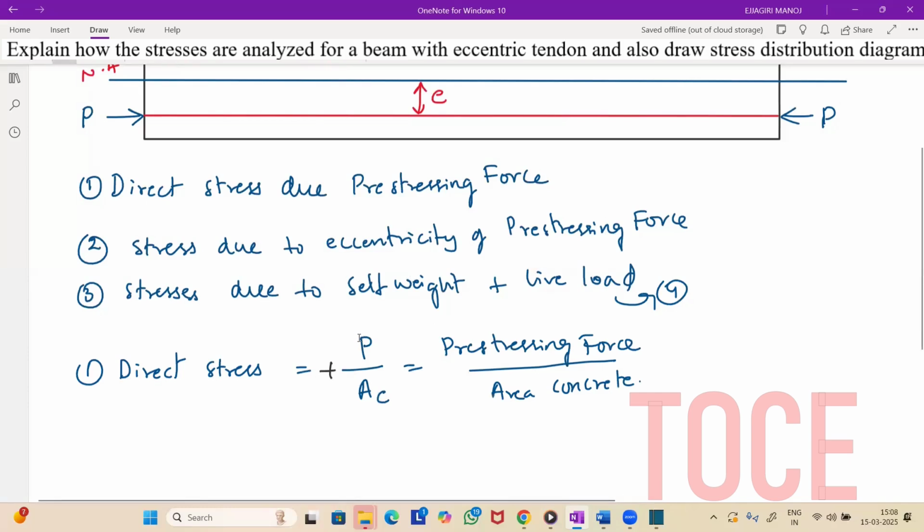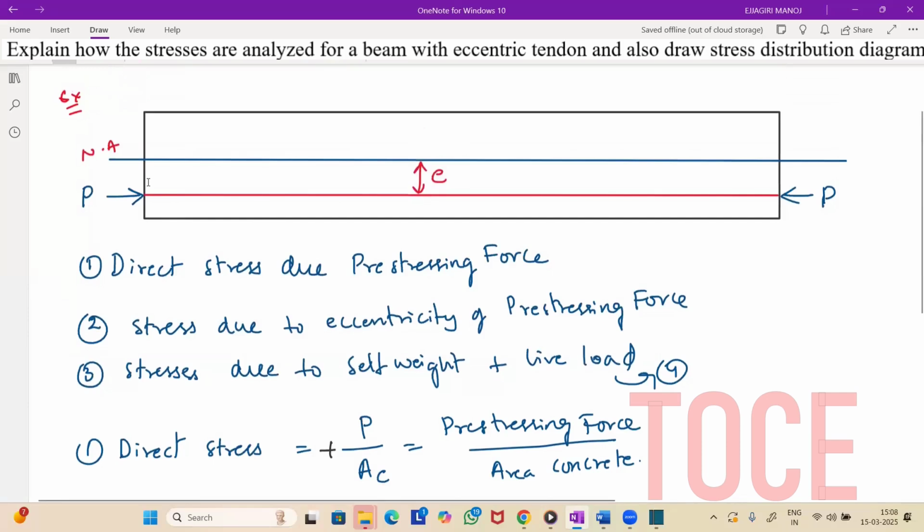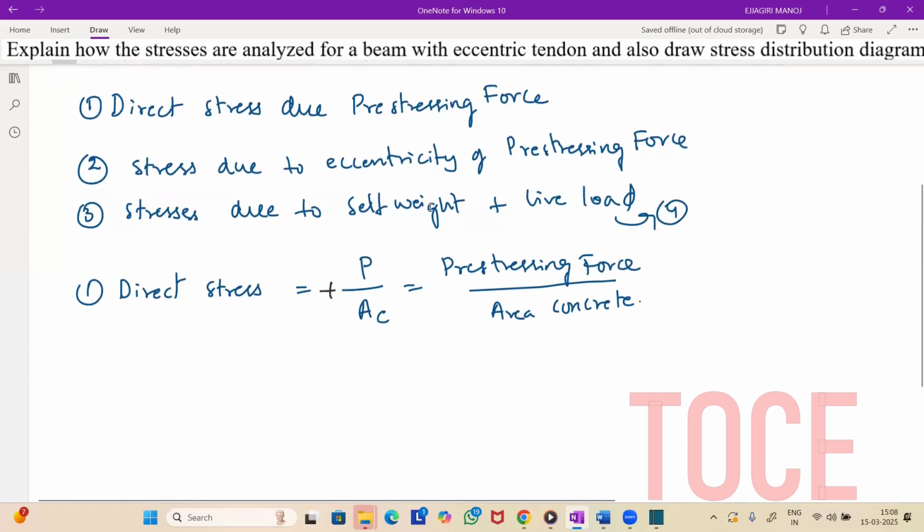Okay, since this is a straight tendon with some eccentricity E, having the uniform eccentricity, for this case, if you take stresses at the support or at the center, the stresses will be same. Therefore there won't be much change in the formula. Okay, so coming to the stresses due to the eccentricity.